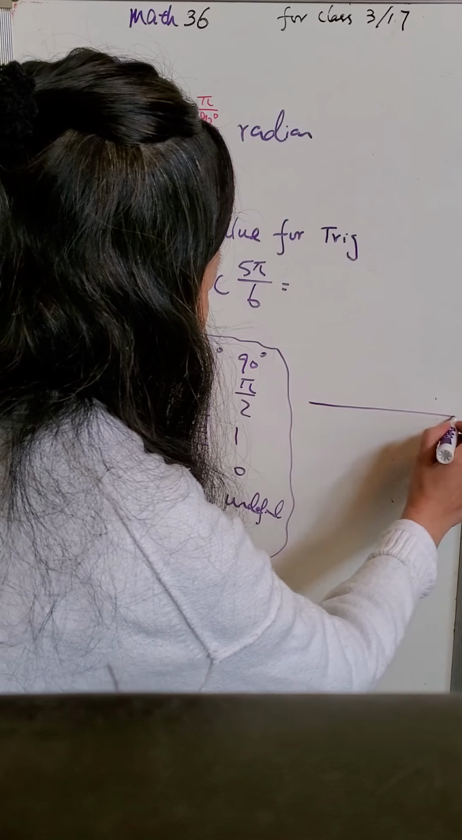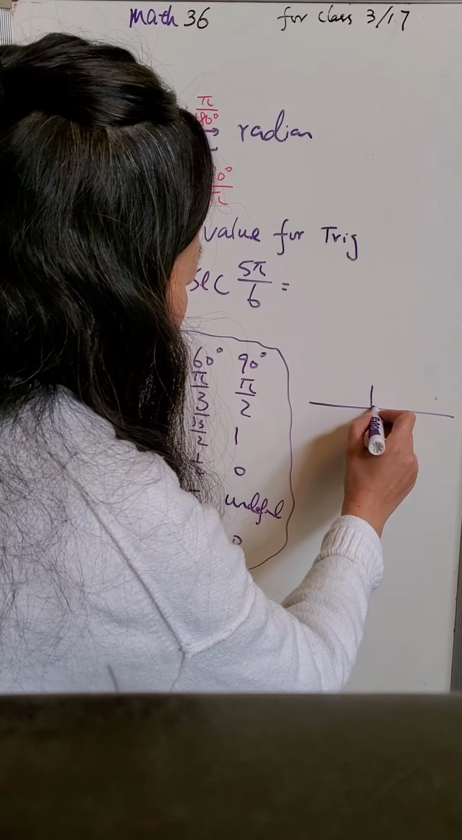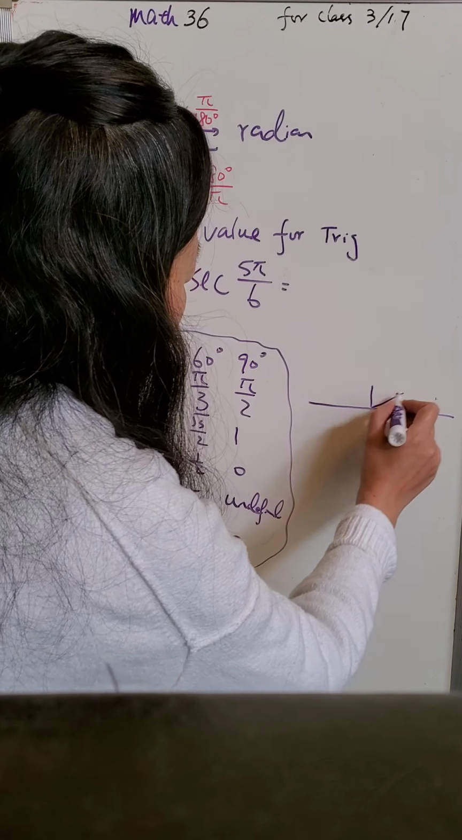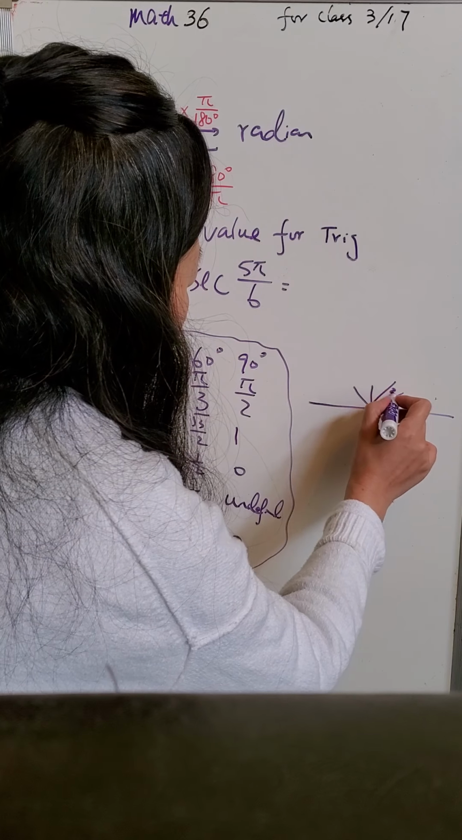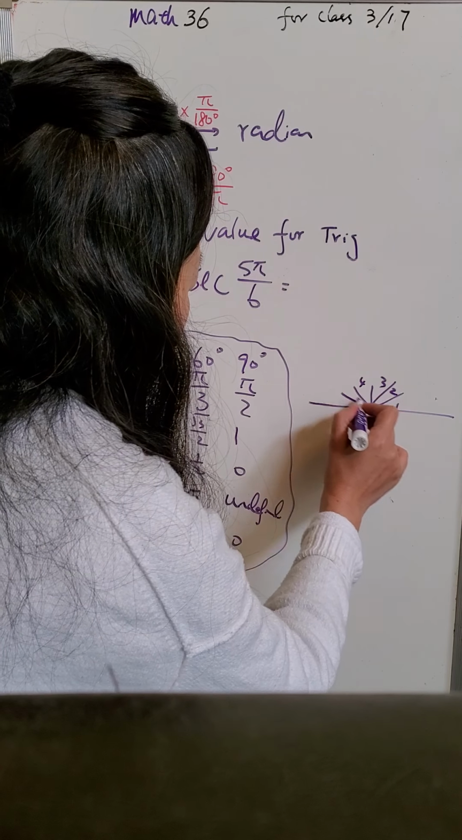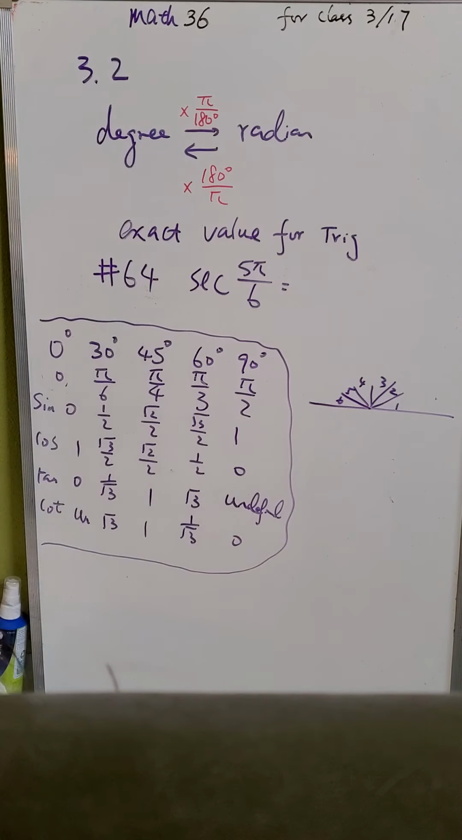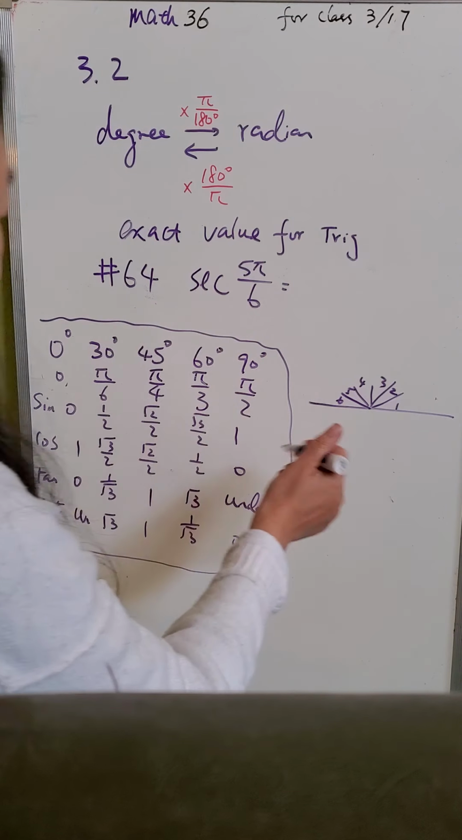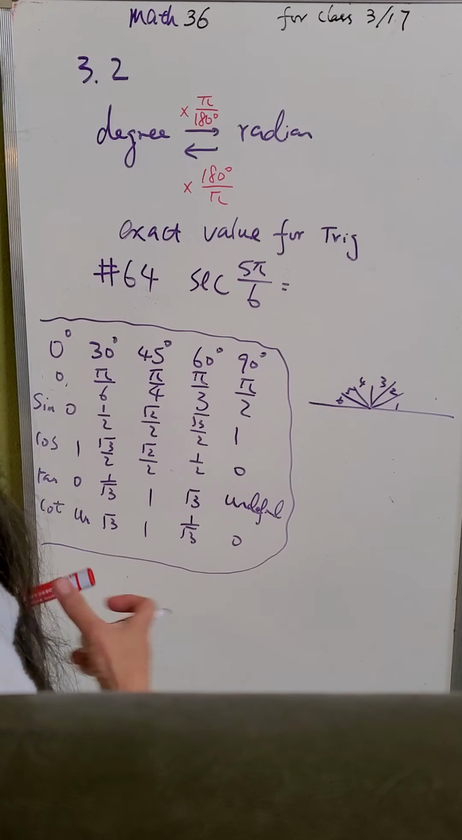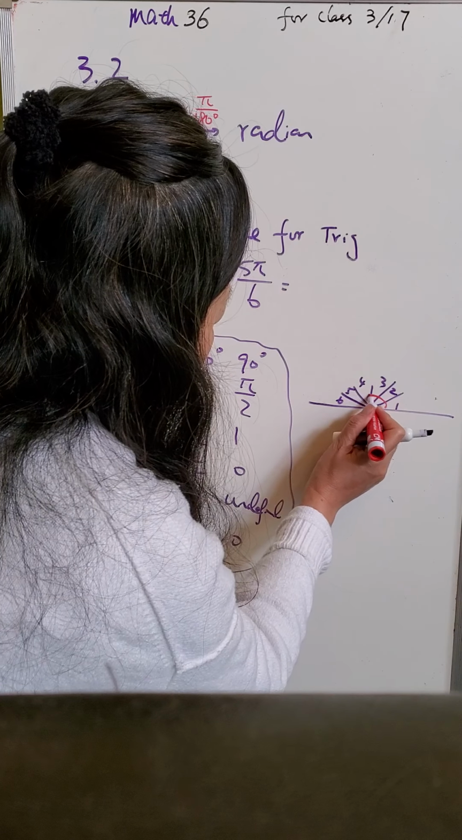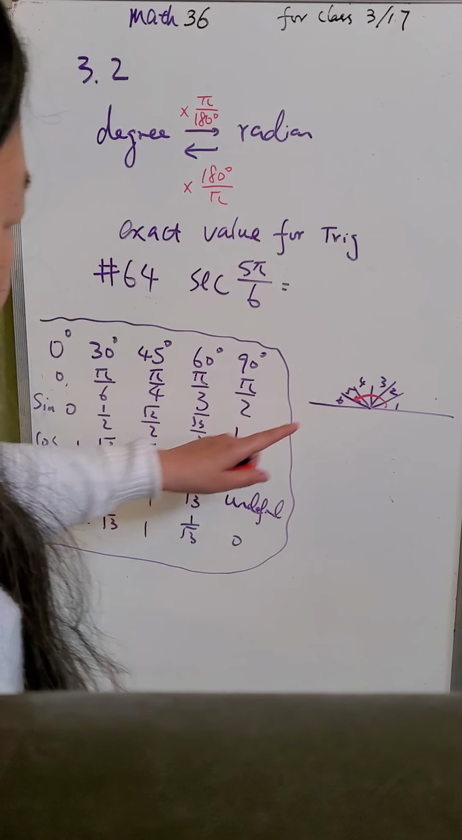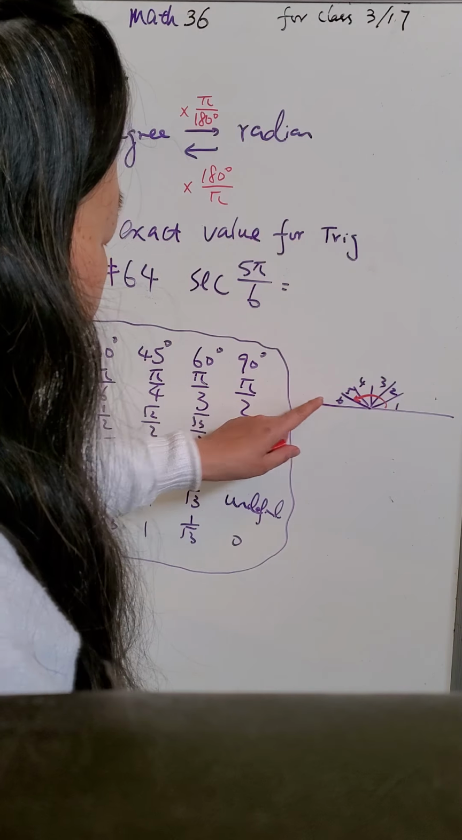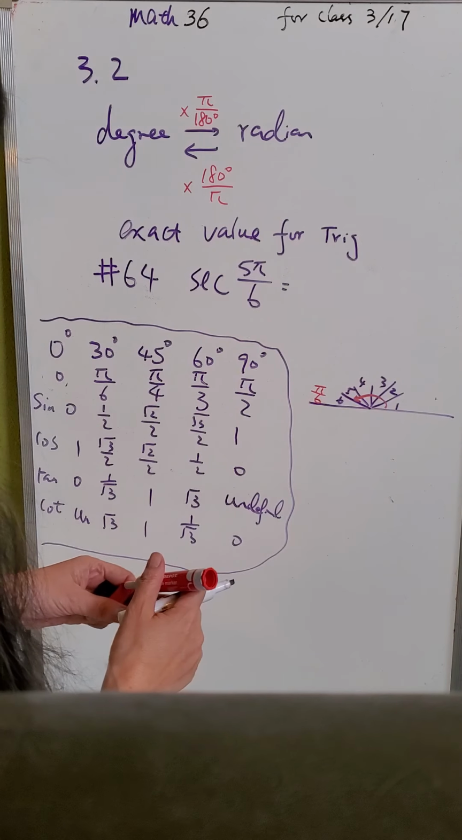So we come here, and I need more. 1, 2, 3, 1, 2, 3, 4, 5, 6, divide by 6 of them. And you're going to take 5 of them: 1, 2, 3, 4, 5. The one you did not take is π/6, and that is your reference angle.